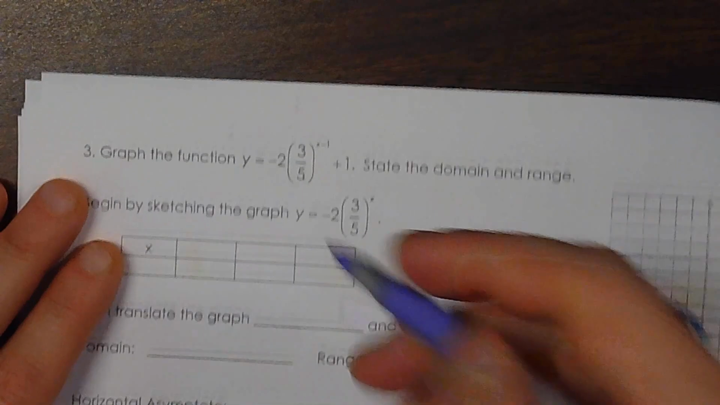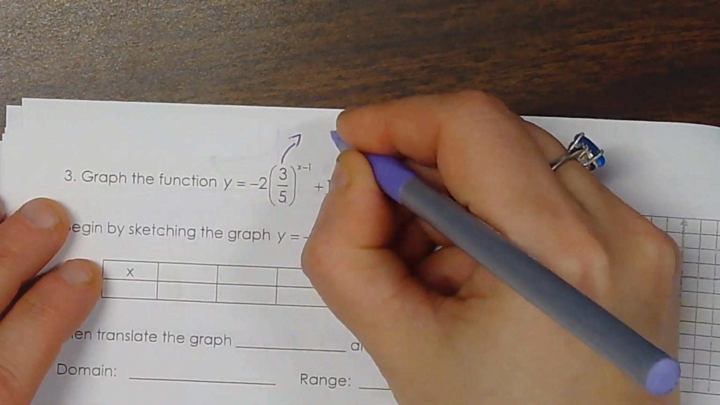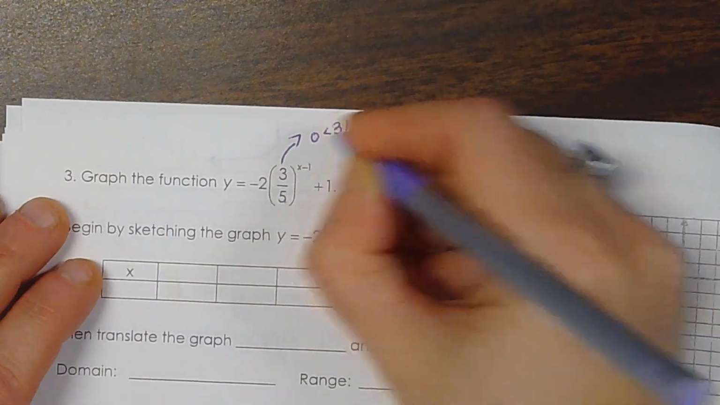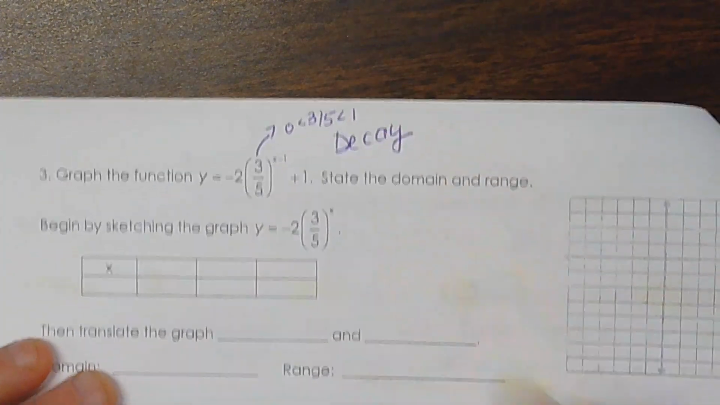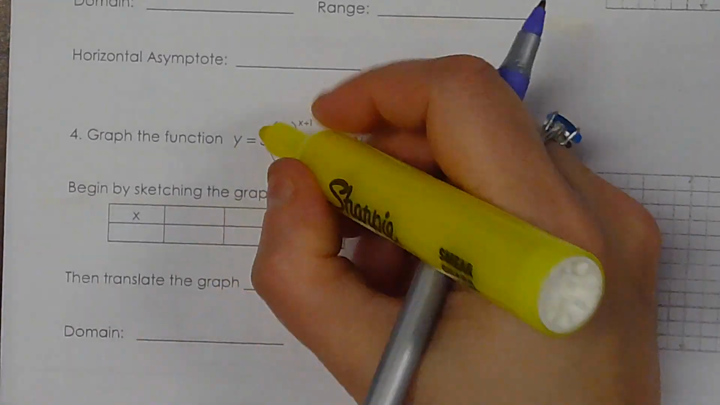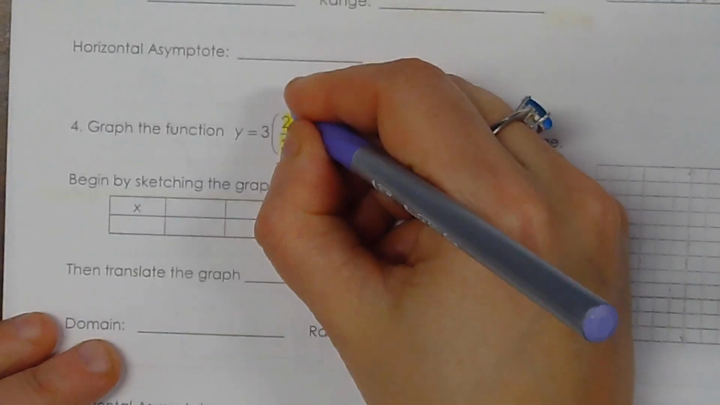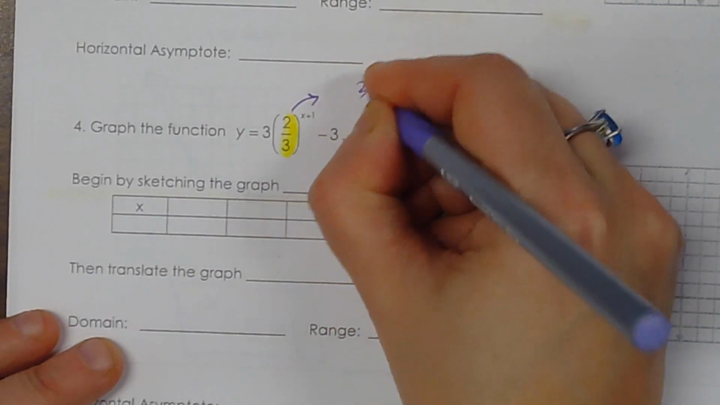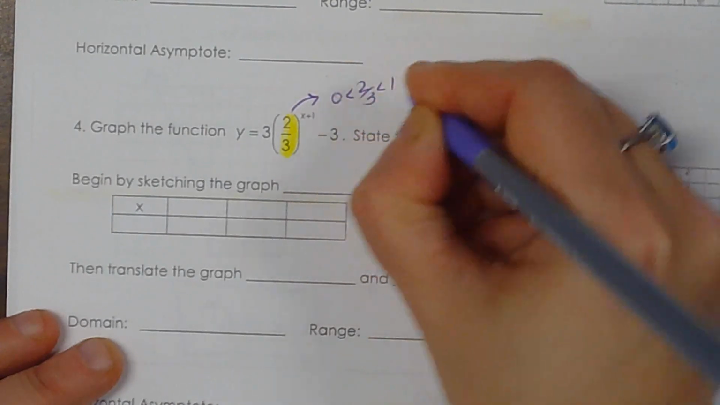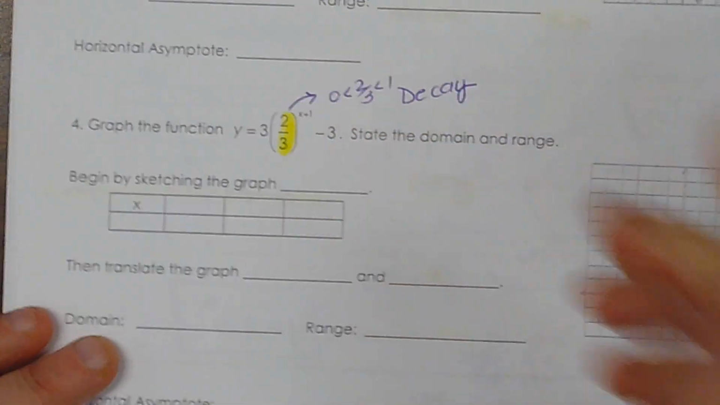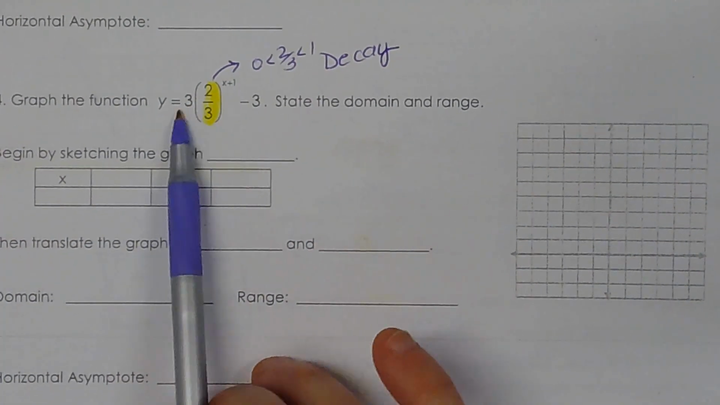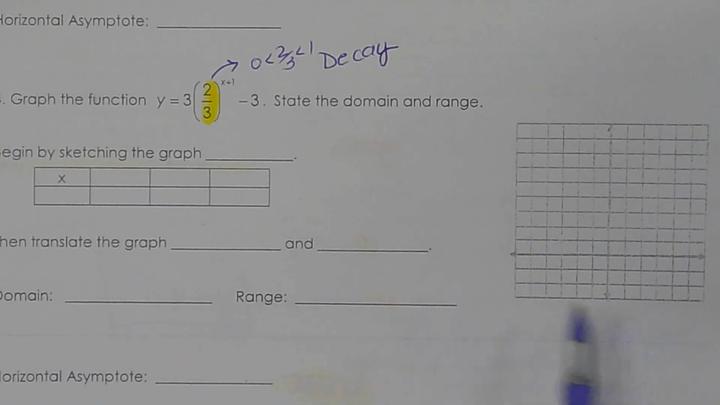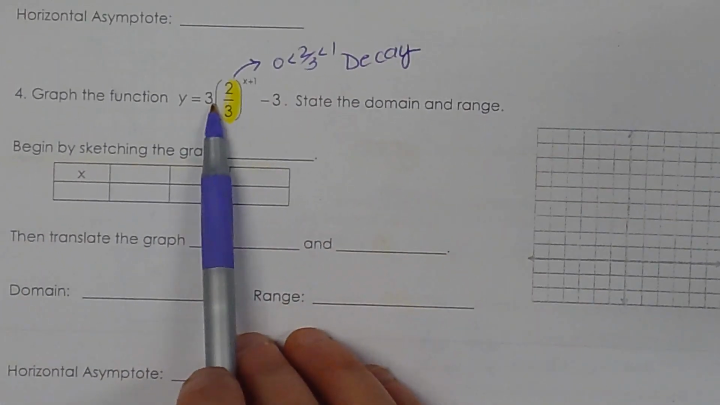So number 3, if you look at b here, 3/5 is between 0 and 1. So this is also decay. And then number 4, the same thing. I'm actually going to do number 4 first. 2/3 is between 0 and 1. So this is also a decay problem. So we're going to do 4, then come back to 3, because 3 has a negative and 4 doesn't. It's a positive. So I want to show you the decay with a positive coefficient first.